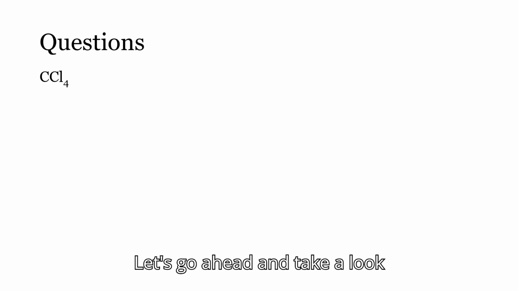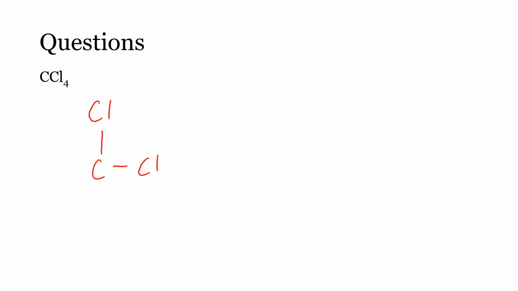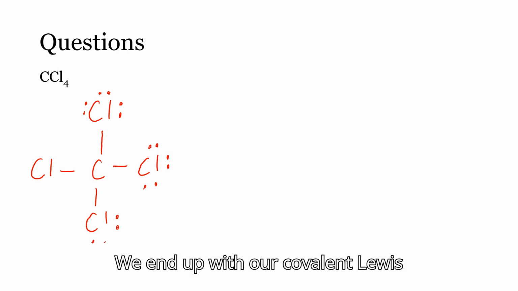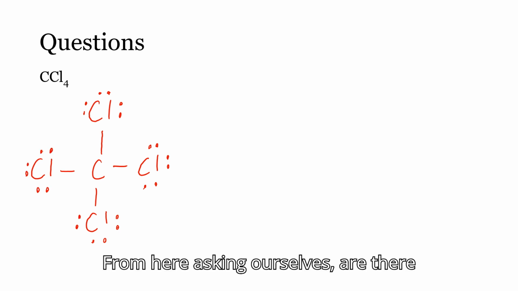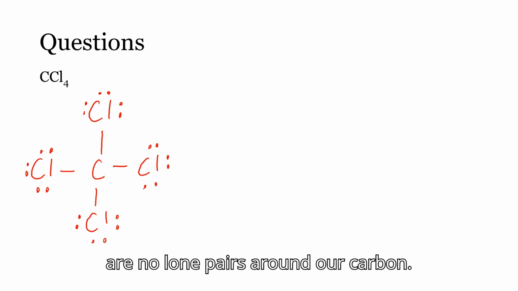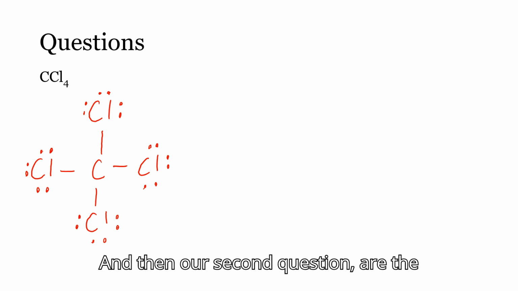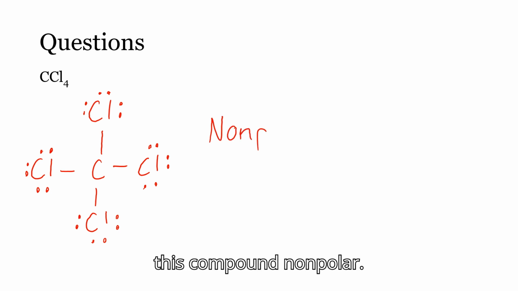Let's go ahead and take a look at our CCl4. Drawing out this structure, we end up with our covalent Lewis structure. From here, we ask ourselves, are there lone pairs around the central atom? There are no lone pairs around our carbon. And then our second question, are the outer atoms the same? In this case, the answer is yes. So this makes this compound nonpolar.